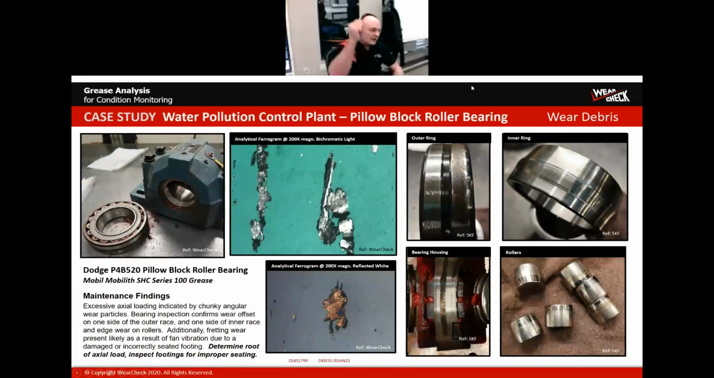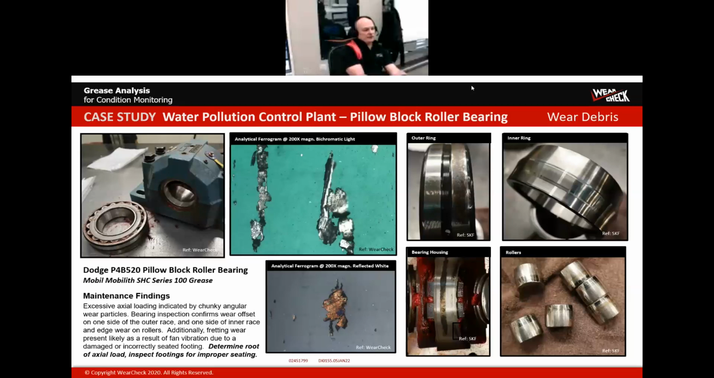So now we apply analytical ferrography to grease. Here's an example. This is a pillow block roller bearing that's from a water pollution control plant, and it's on a series of fans. So the customer was experiencing bearing failures on these fans, and was doing some work with the bearing manufacturer. The bearing manufacturer was sending samples to a lab, and this customer decided they wanted to send their own samples to us. So we do a different test program than the competitive lab. And one of the things that we really rely on is analytical ferrography, as they say.